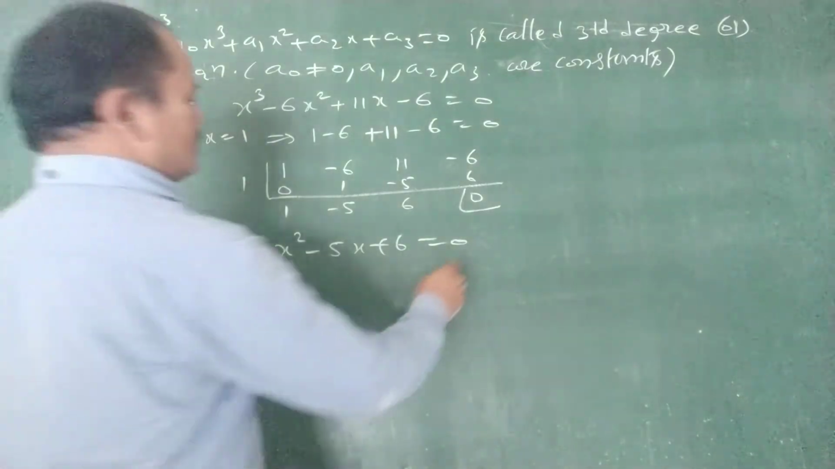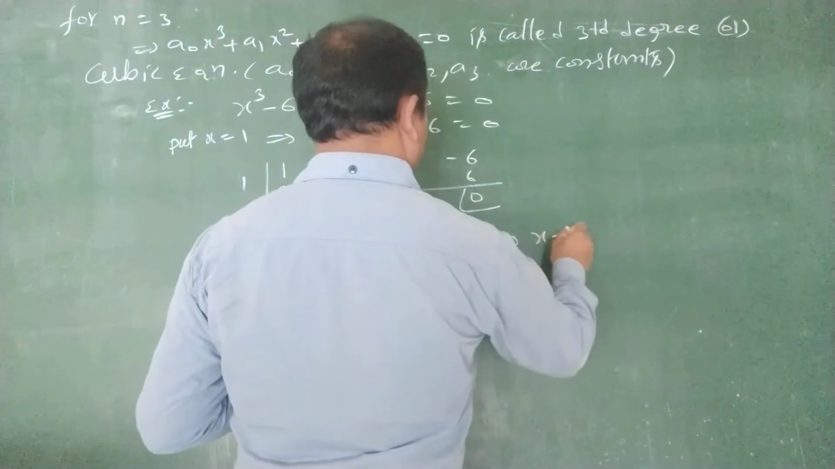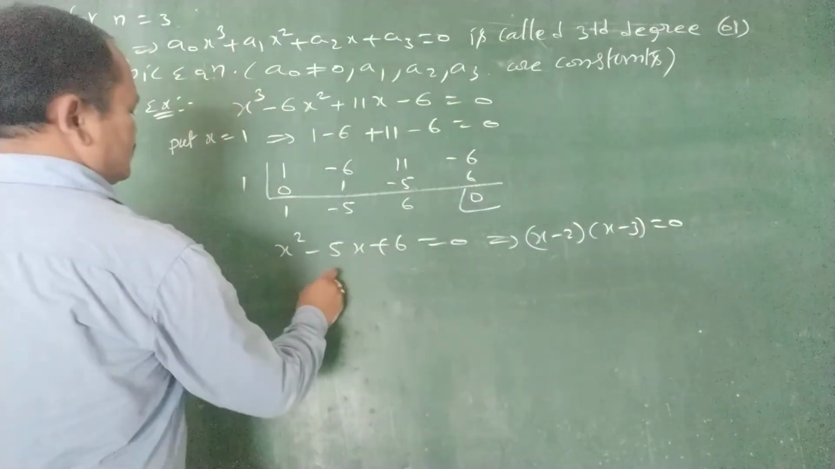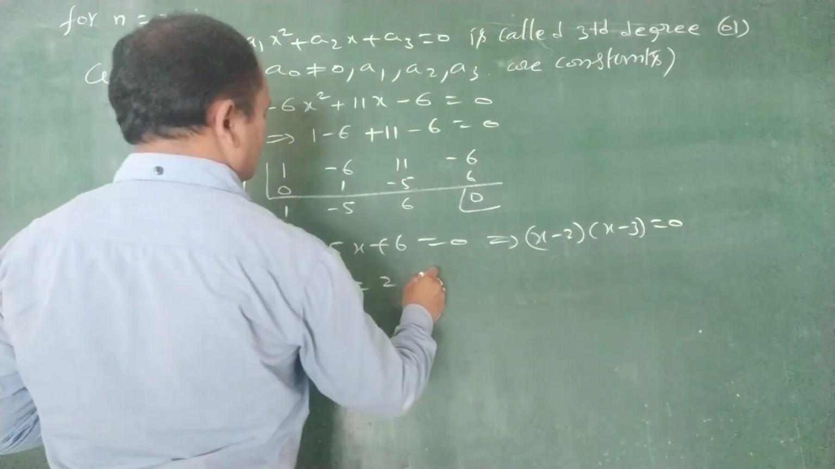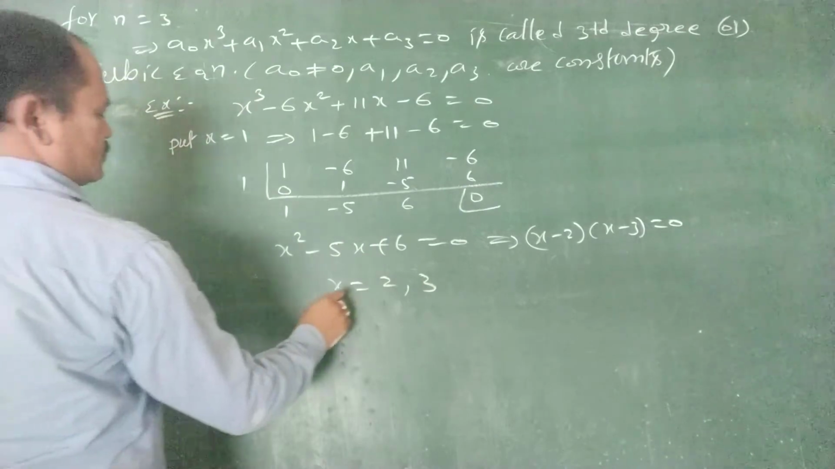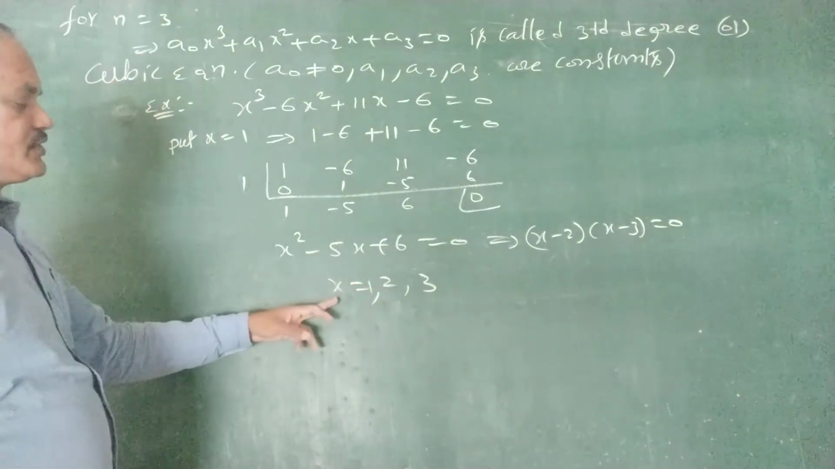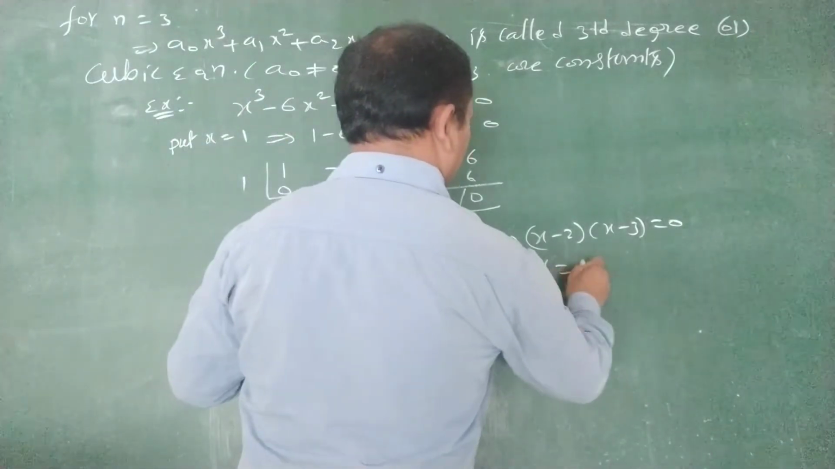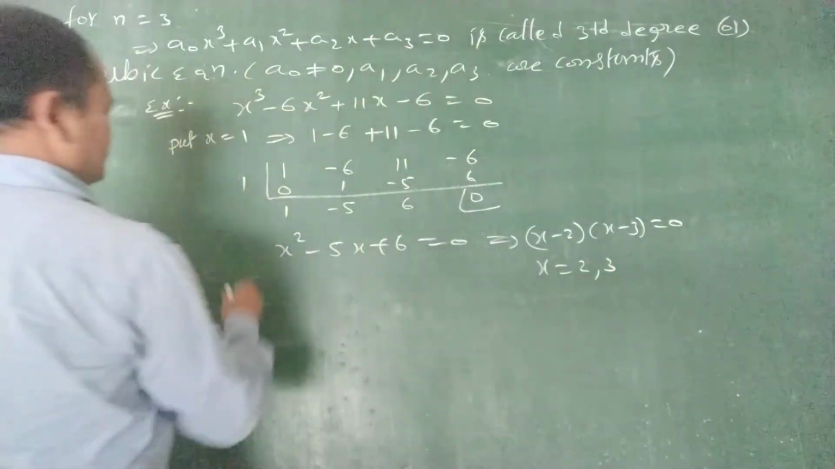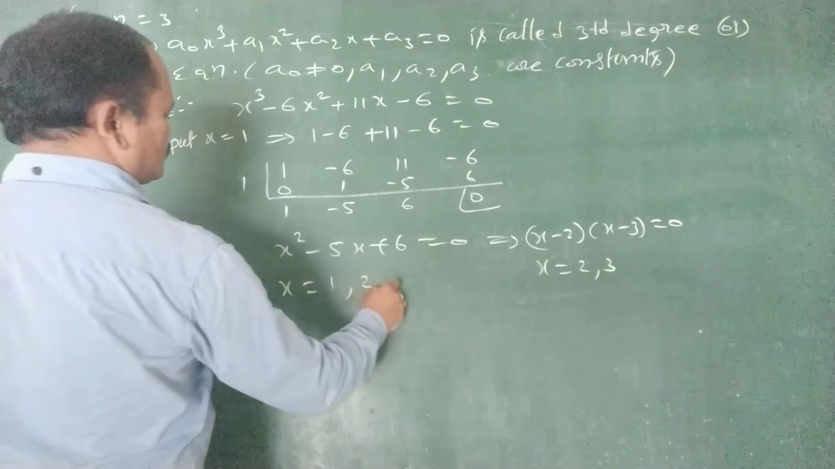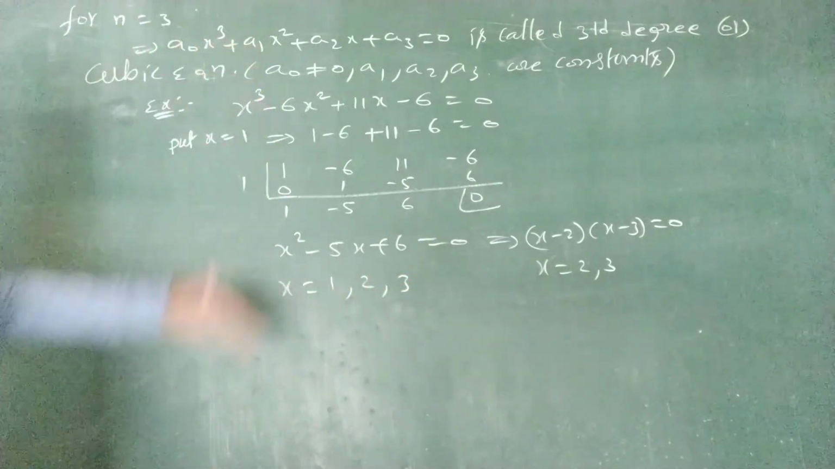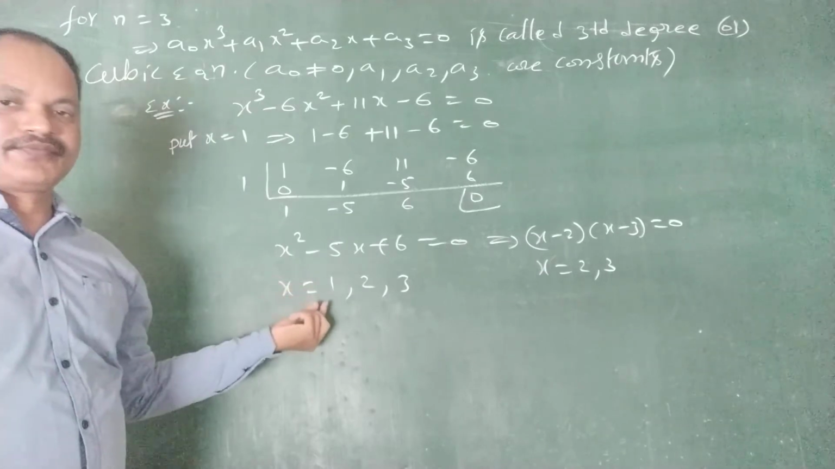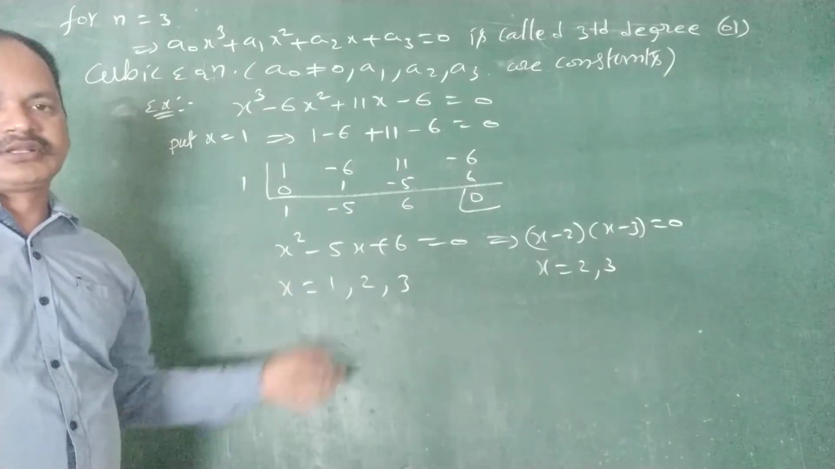Now for this one, x minus 2 into x minus 3 is equal to 0. That's why x is equal to 2, 3, and x is equal to 1 also. That's why x is equal to 1, 2, 3 are the roots of the equation. That's why this equation gets 3 roots: 1, 2, 3. Are you clear?